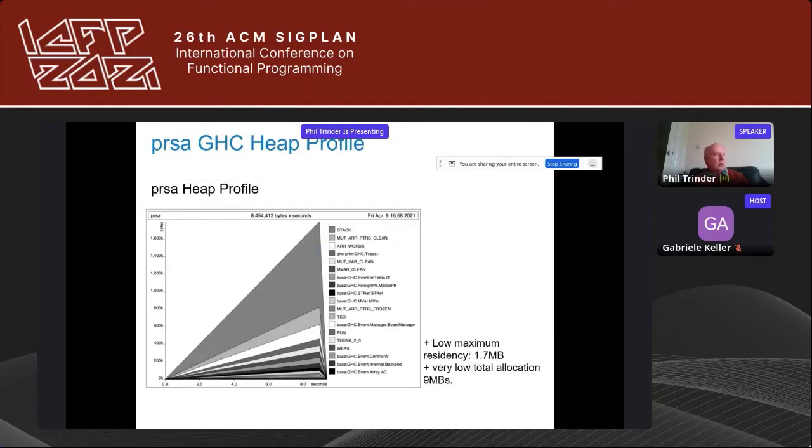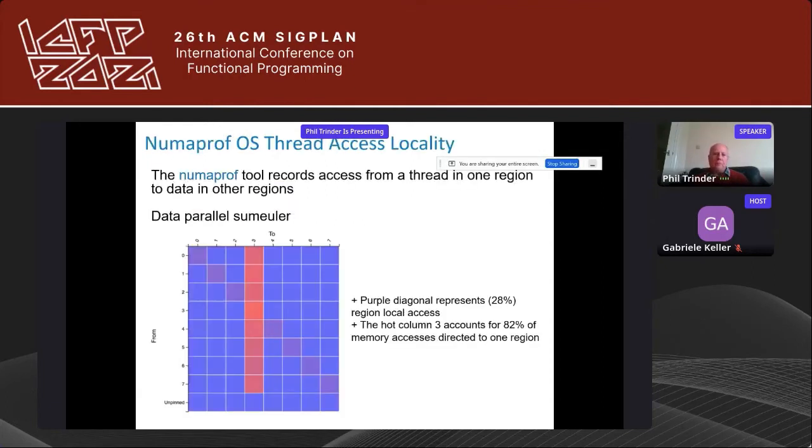These profiles are bog standard GHC tools. You set a run command line flag to generate them. Okay.